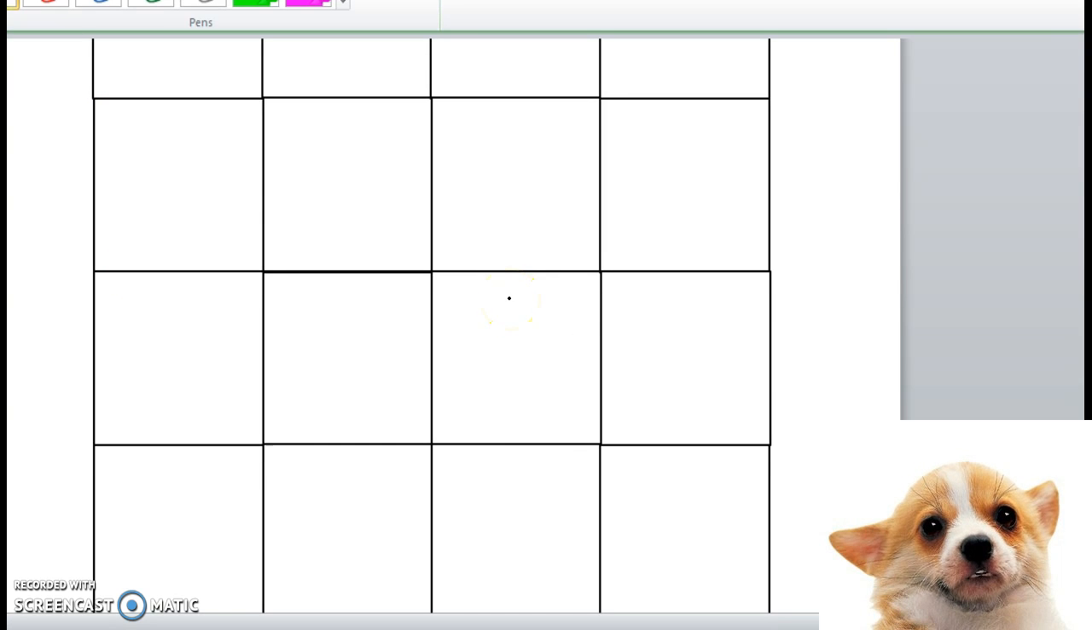Under origin, I want you to draw just a simple coordinate plane, and we're going to put a dot right in the middle. This is your origin. The ordered pair, which I'll get to in a minute, is (0, 0). It's right in the middle.